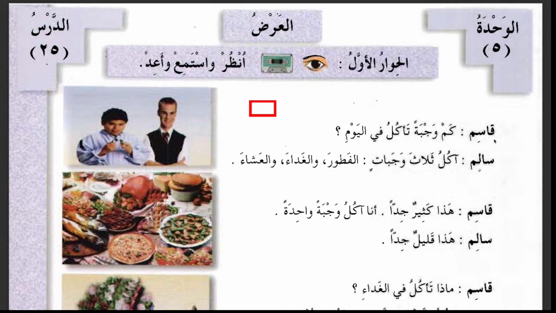Now, rajulun salihun by itself means a righteous man, right? Rajulun salihun by itself means a righteous man. If it is the righteous man, it is going to be ar-rajul as-salih, right? And if it is the man is righteous, it is ar-rajulu salih. Again, a righteous man, rajulun salihun.